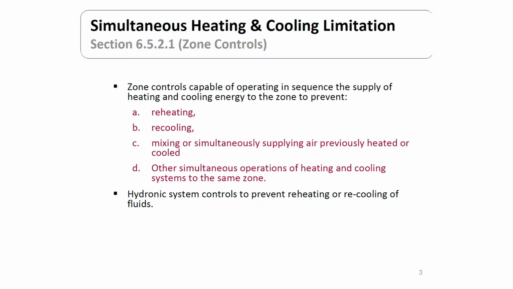We'll continue with this part by including here the simultaneous heating and cooling limitations. Any zone controls that have to operate in sequence need to provide heating and cooling energy to the zone that will prevent reheating, recooling, mixing, or simultaneously supplying air that was previously heated or cooled, and any other simultaneous operation that involves heating and cooling of systems to the same zone. Also, hydronic systems need to be controlled to prevent heating, reheating, and recooling of the fluids.